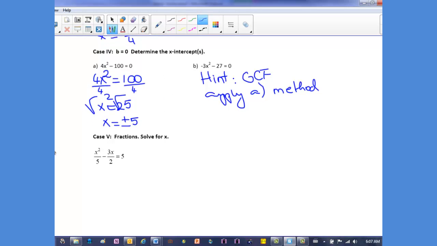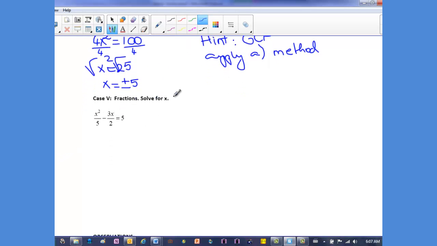Case 5, with fractions. In this case we are asked to solve for x. Remember, whenever we have fractions, we actually want to get rid of them. And the way you get rid of fractions in an equation is by multiplying the entire equation by the lowest common denominator. Why are we doing that? Well, let's look at what the lowest common denominator is. It's 10. So I'm going to multiply the entire equation by 10, which can be written as a fraction over 1. When I'm multiplying every single term by 10 over 1, I'm virtually cross-simplifying the denominators.